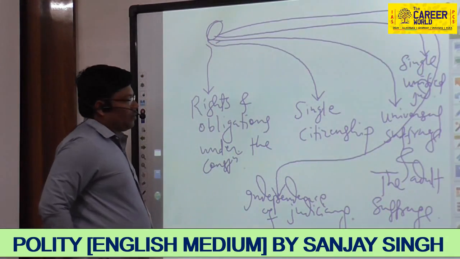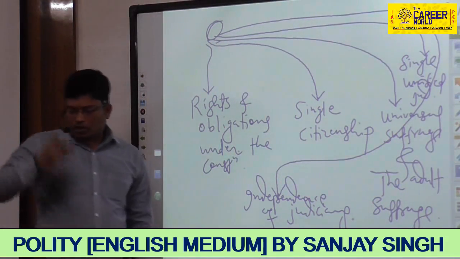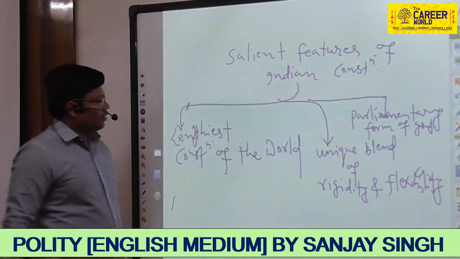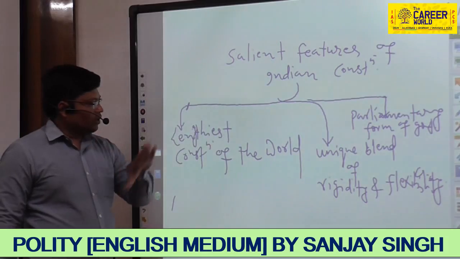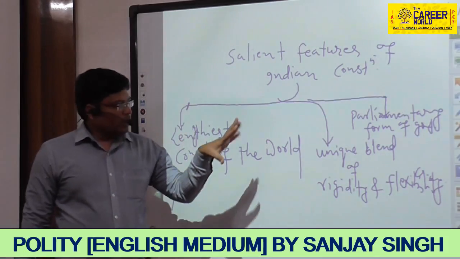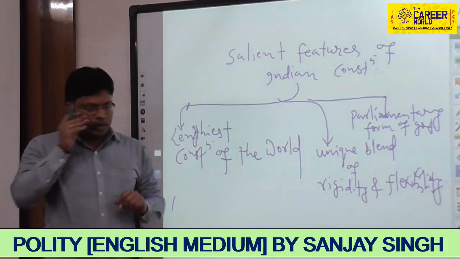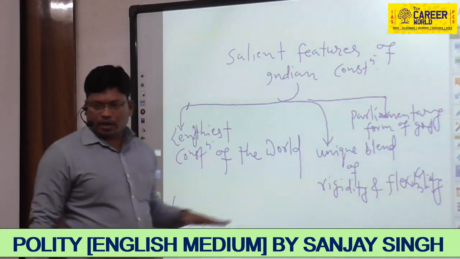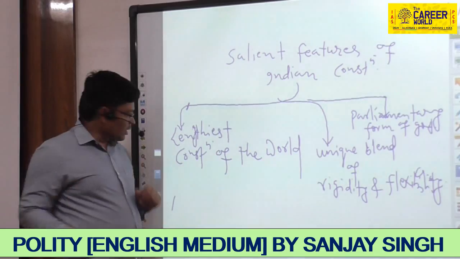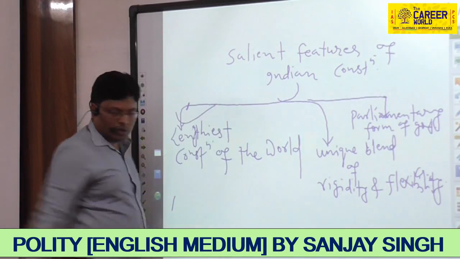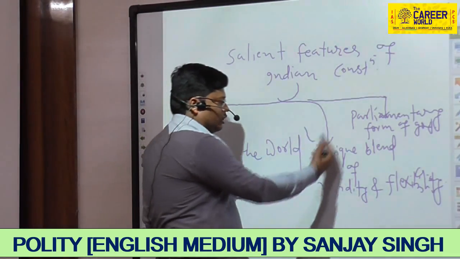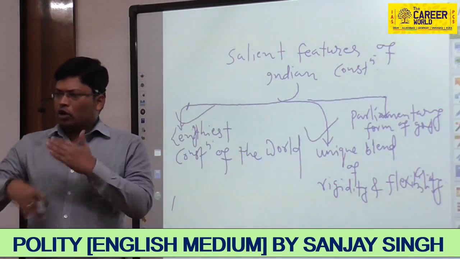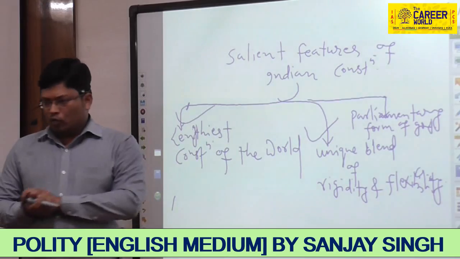So basically, today we have to study the third salient feature of the Indian Constitution, that is the availability of a parliamentary form of government. But before proceeding on this point, let's have a flashback upon whatever we studied yesterday, namely the lengthiest constitution of the world and the unique blend of rigidity and flexibility. I am going to sum up these two points and accordingly we will proceed to the other points.